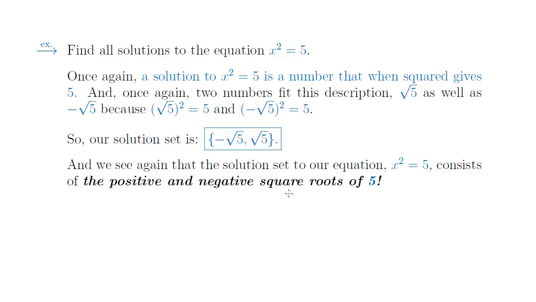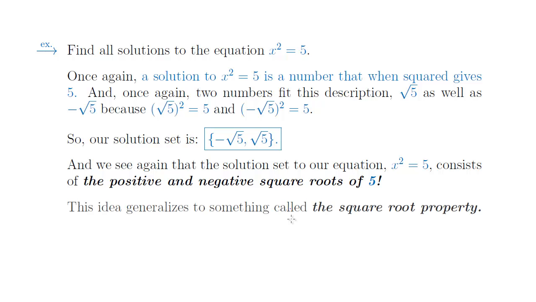Again, we see that the solution set to our quadratic equation x squared equals 5 consists of both the positive and negative square roots of 5. This is the idea behind what we call the square root property.